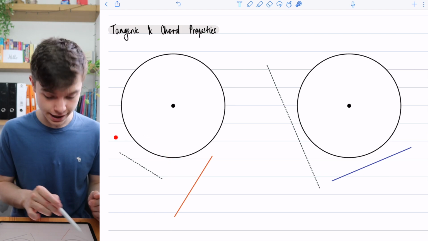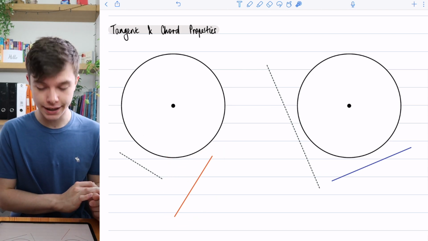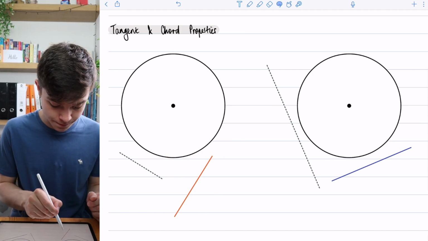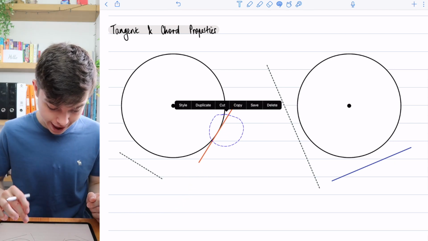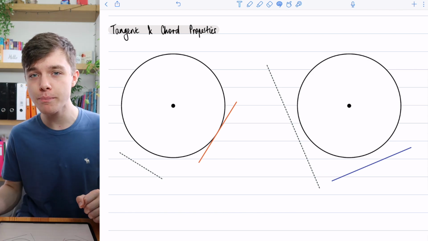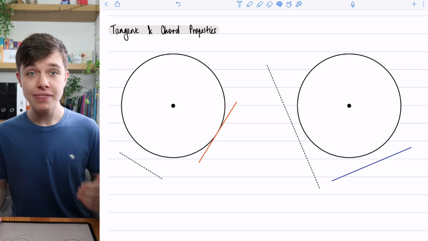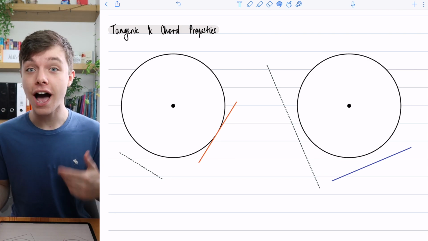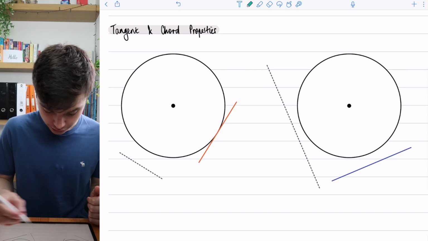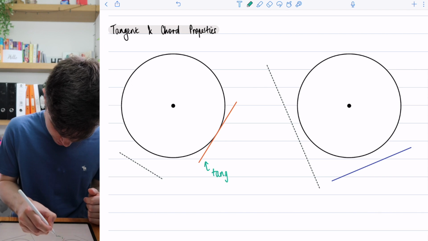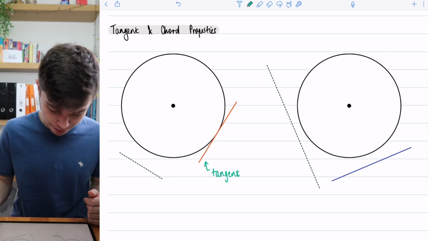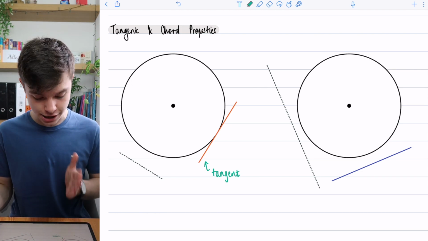I've got a dashed line and I've got a red line. Okay, and I'm going to place that red line on the circle about there. That's where I'm putting my red line, and that red line there is a tangent. I'll draw that on in green. I think we covered this in a previous video, but we'll cover it again. That red line there is a tangent.